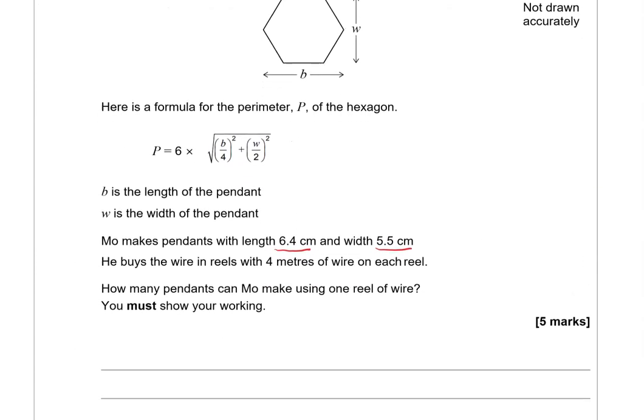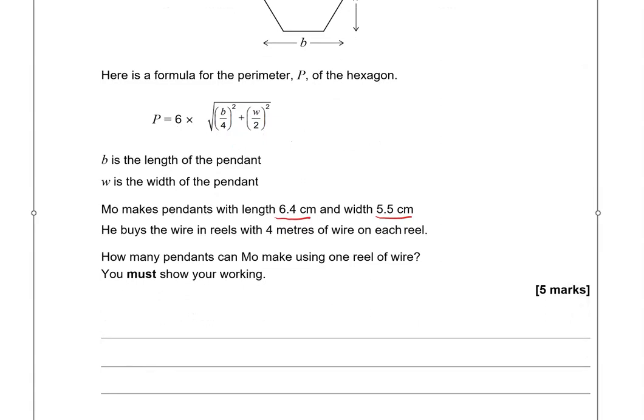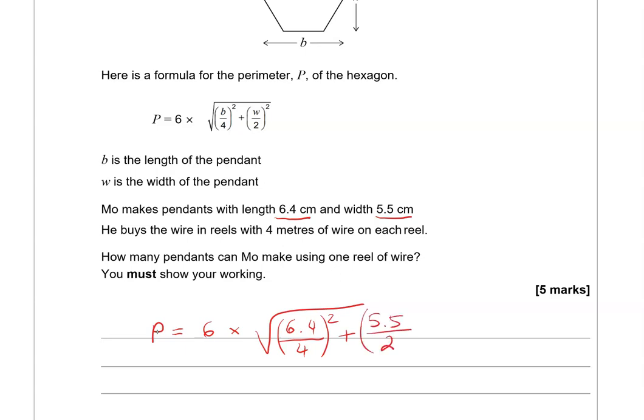So we'll replace B with 6.4 and W with 5.5. So P is equal to 6 times the square root of (6.4 divided by 4) all squared plus (5.5 divided by 2) all squared. So we need to apply BIDMAS here. Do we have a bracket? Yes, we have 2 brackets, so we need to work within the brackets first.